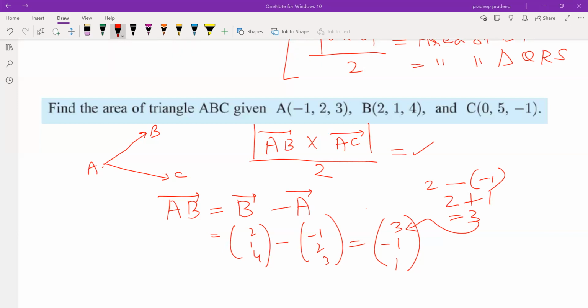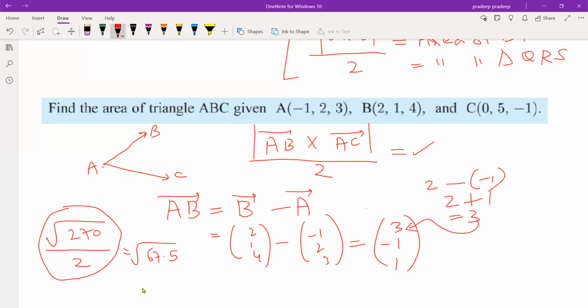Vaibhav, just cross check. Your answer is not really correct. Could you repeat your answer, Vaibhav? Root 41. No, the answer is square root of 270 whole divided by 2. Even if I simplify this, let's see what I get: 270 by 4. So even if I simplify this, what you should get is square root of 67.5 and not 41. So please cross check your calculations.